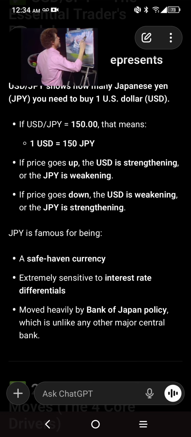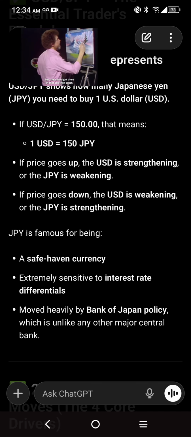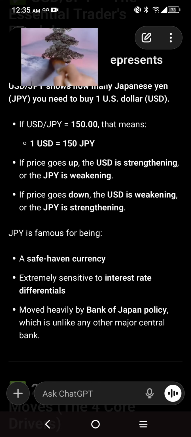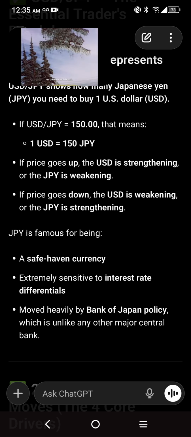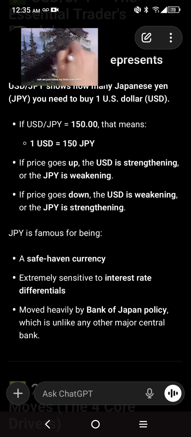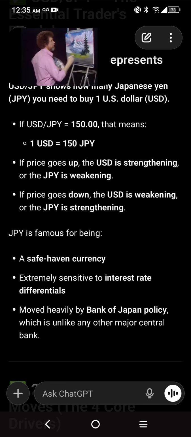JPY is famous for being a safe haven currency. I'll give a brief explanation of certain bullet points that we come to, and we're not going to drag this thing out. This is just going to be a US dollar JPY overview, so that at any point in time, if you want to gain an understanding of what's going on with what I'm trading, you can come back and refer to this video. JPY is famous for being a safe haven currency, extremely sensitive to interest rate differentials, and moved heavily by Bank of Japan policy, which is unlike any other major central bank.